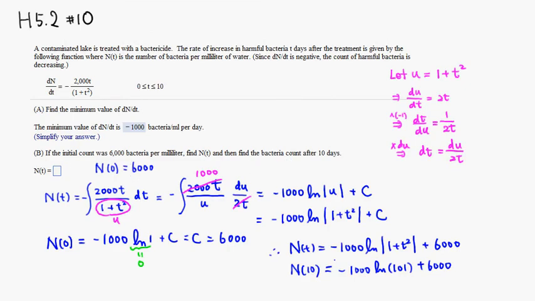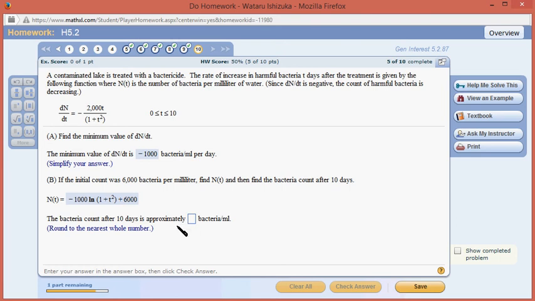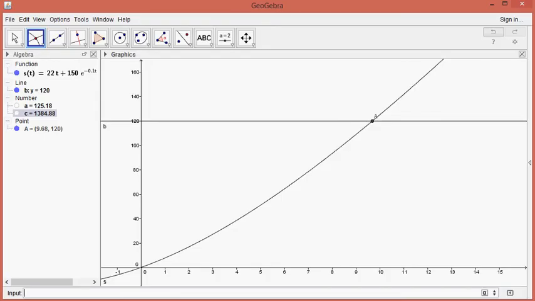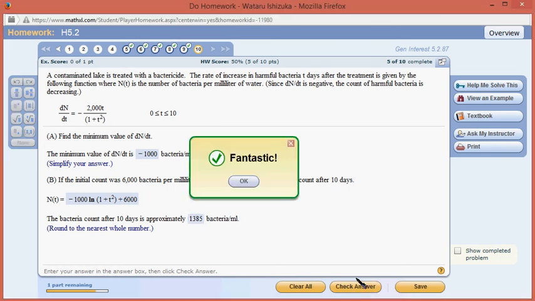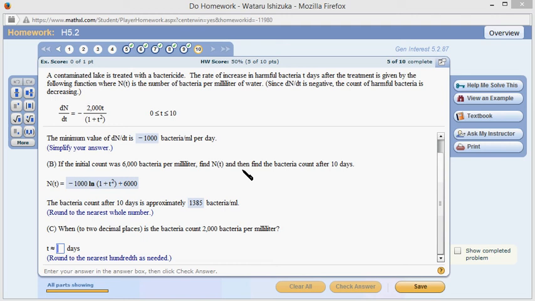What's the precision there? Approximately 1385, right? So let's check the answer. Alright, we got that. Now, two decimal places, when is the bacteria count 2,000 bacteria per millimeter? Alright, so let's do that.